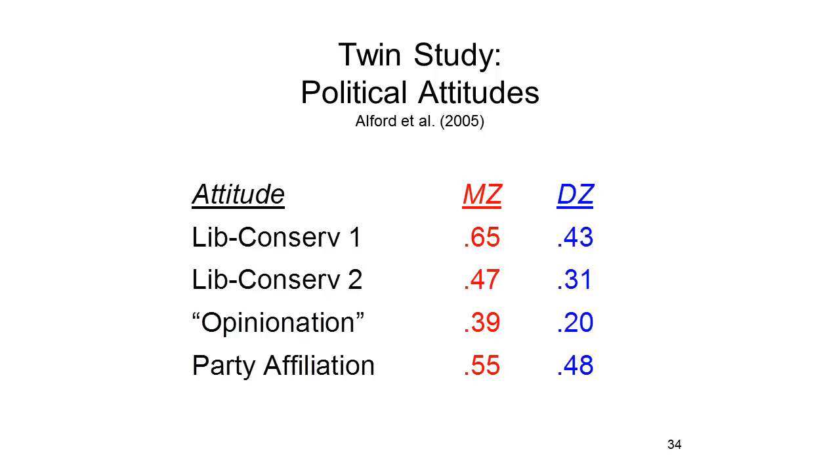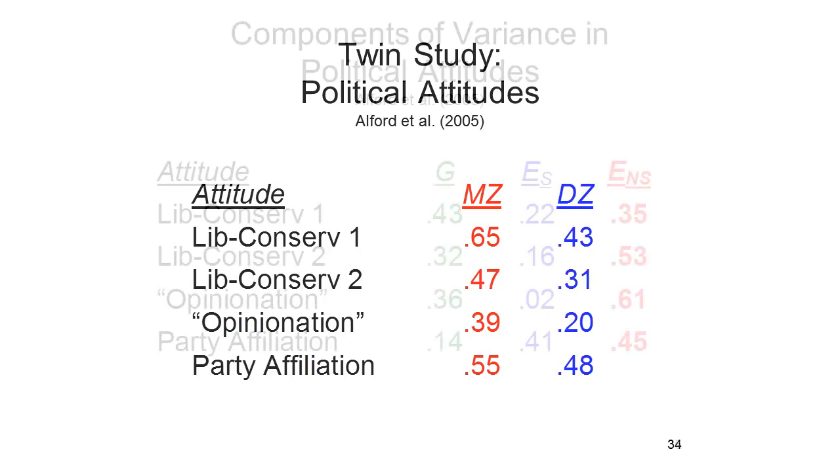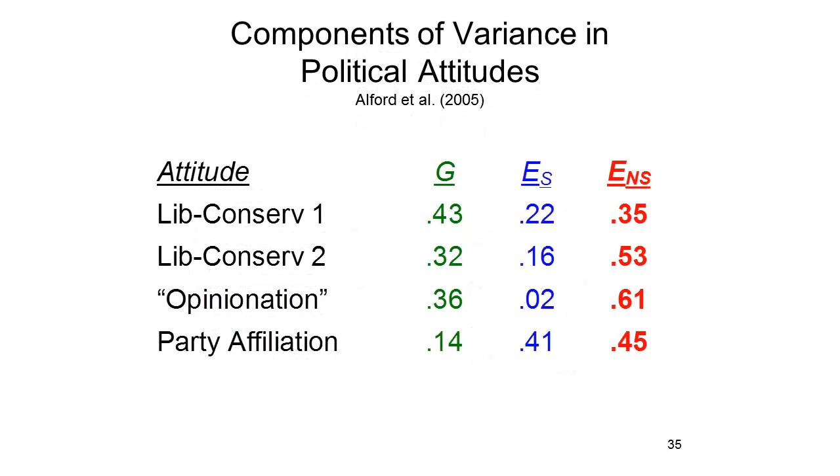You can see that in each case, the correlations for monozygotic twins are higher than the correlations for dizygotic twins. And here's how the estimates of the components of variance in political attitudes turned out. For both measures of liberalism-conservatism, there was a significant genetic component amounting to 30% or 40% of the variance. And there was also a genetic contribution to the measure of opinionation, or strength of attitude. But once again, the contribution of the non-shared environment was much greater than the contribution of the shared environment.